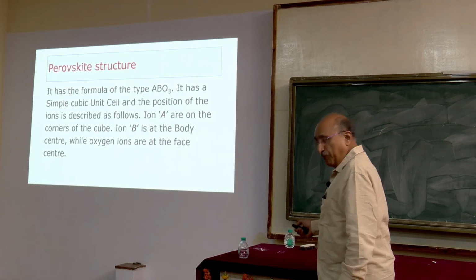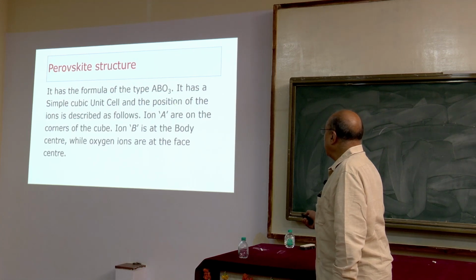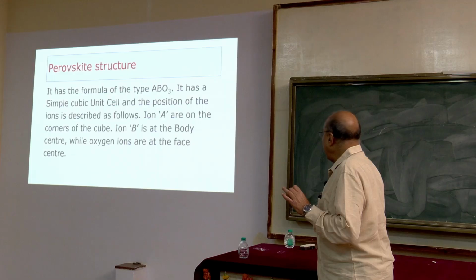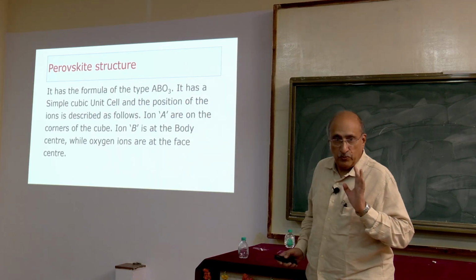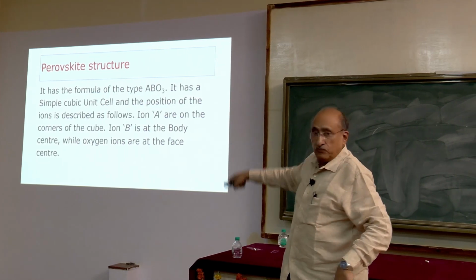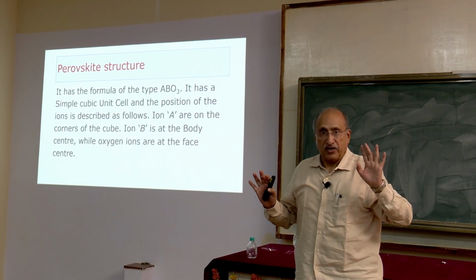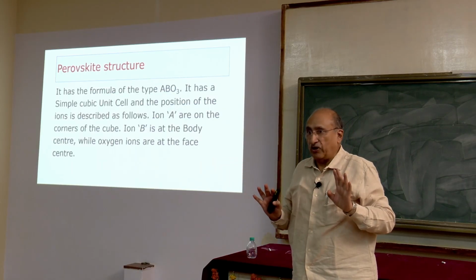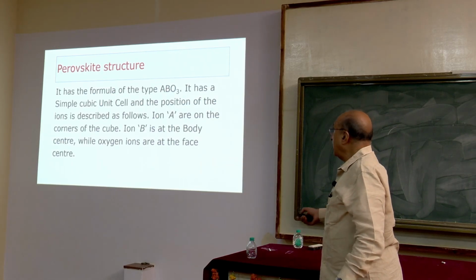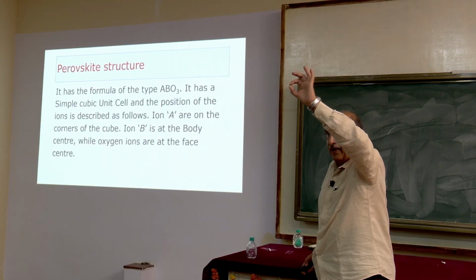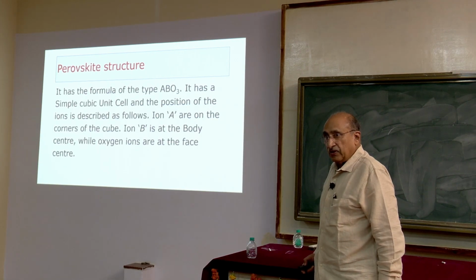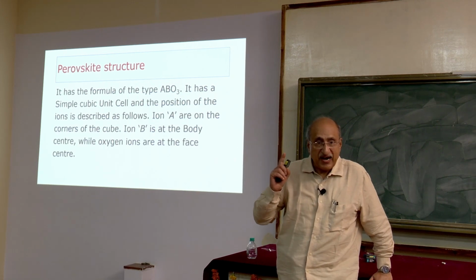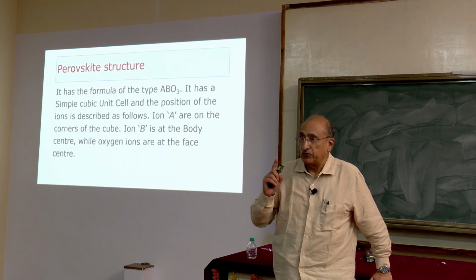ABO3, simple cubic unit cell. This is described as follows. Corners of the cube. How many corners are there? 8 corners. 1, 2, 3, 4, 5, 6, 7, 8. There are 8 corners. Ion A is sitting on each of the 8 such corners. Okay. But remember, each corner is being shared by 8 similar cubes.